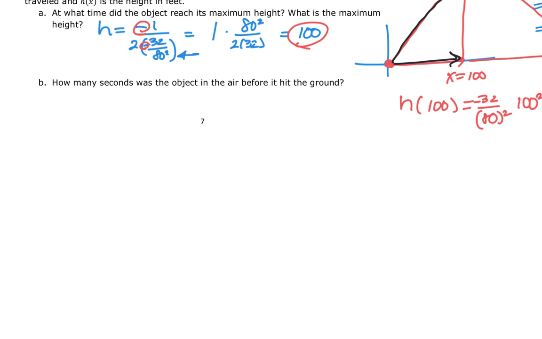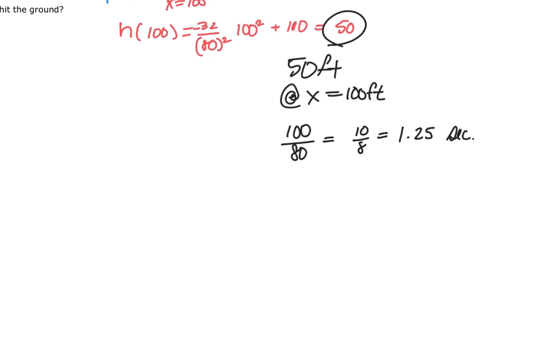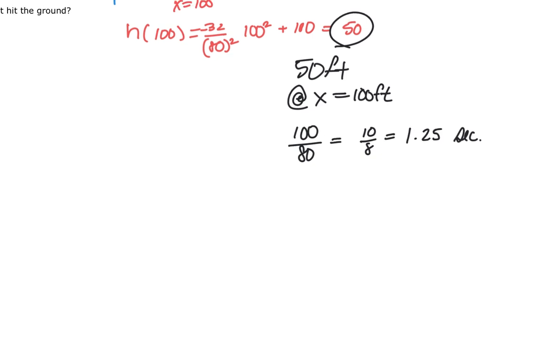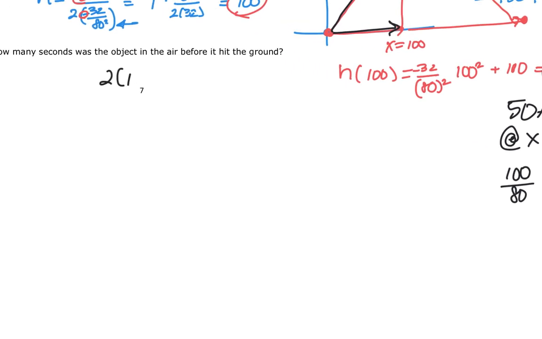And then how long was the object in the air? Well, if it took 1.25 seconds to get to the halfway mark, it must be 2 times 1.25 seconds to get to the ground. And so it's just multiplied by 2, and I end up with 2.5 seconds.